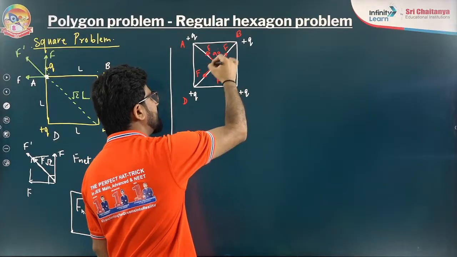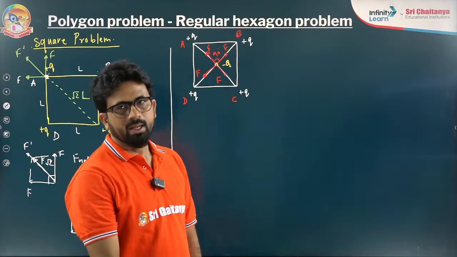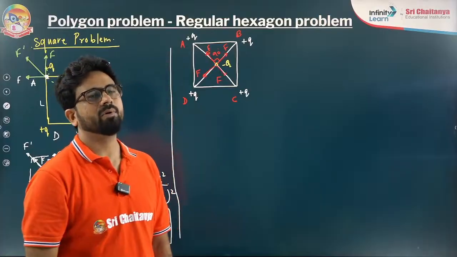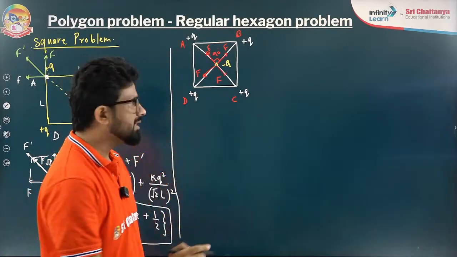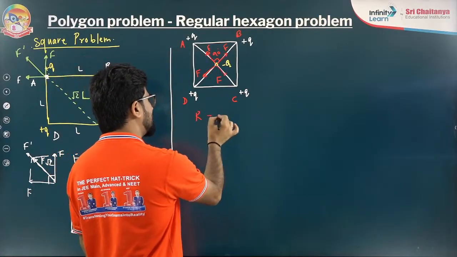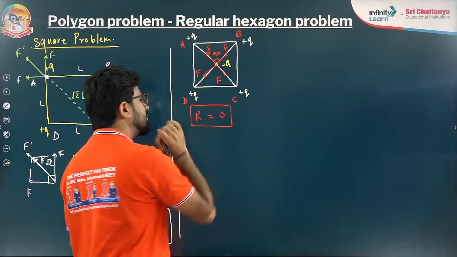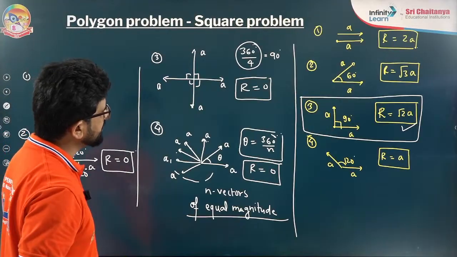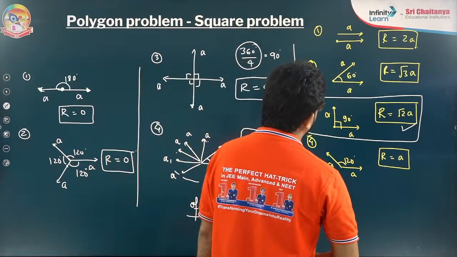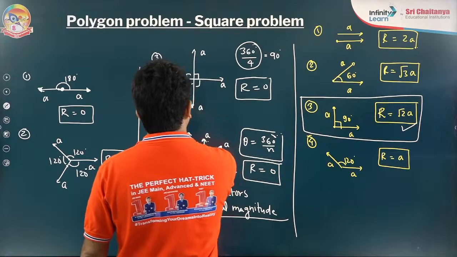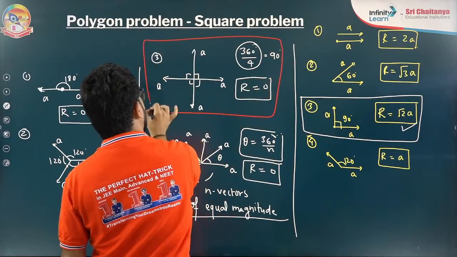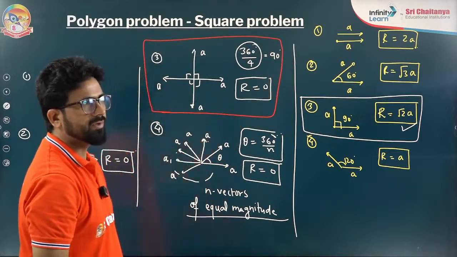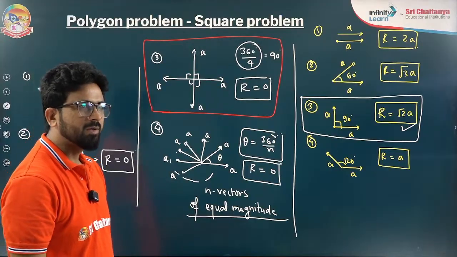90 degrees. If four forces are there and the angle between each is equal to 90, then what is the resultant force? The resultant is equal to 0. We have seen here that if there are four equal forces, the resultant is equal to 0.